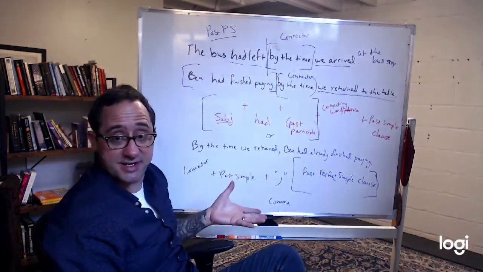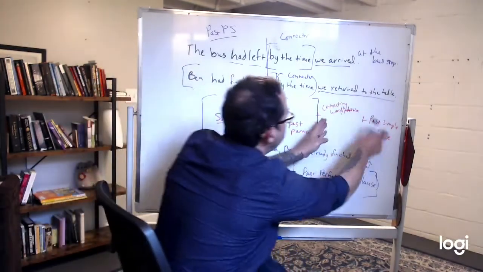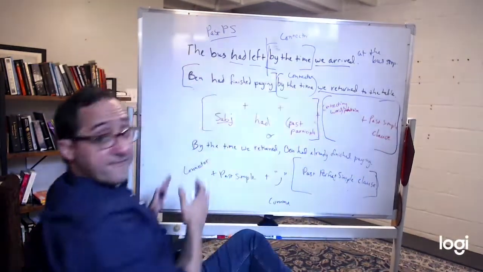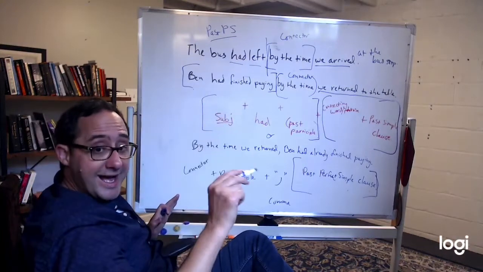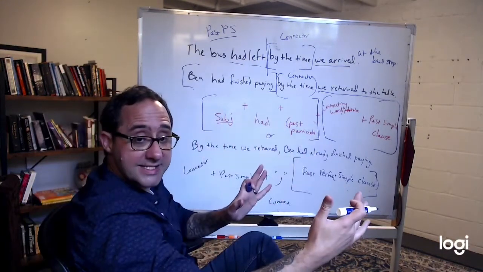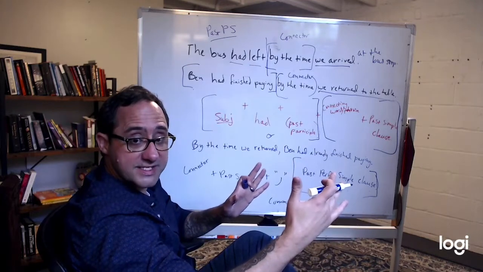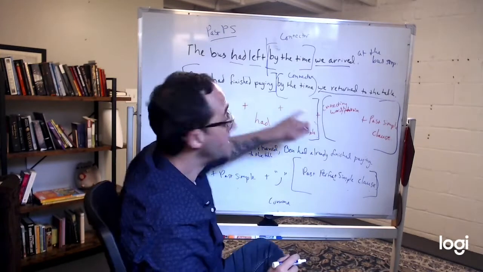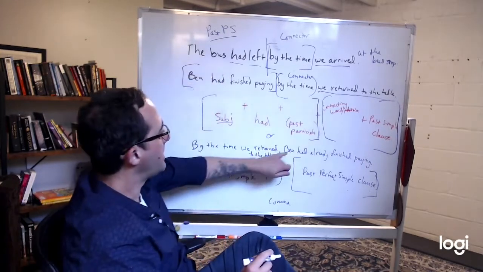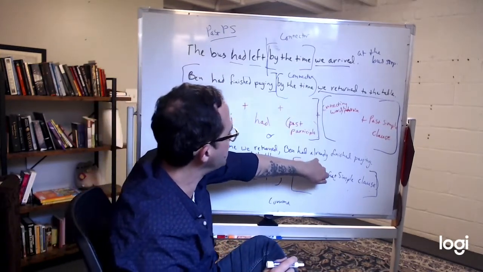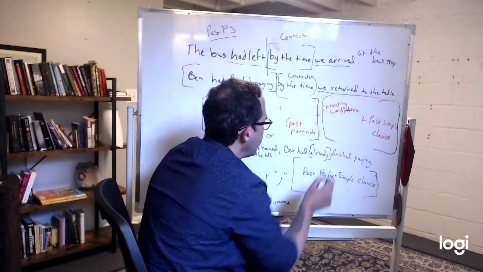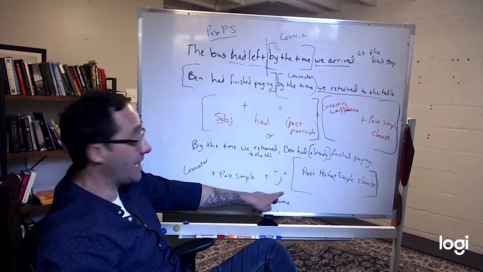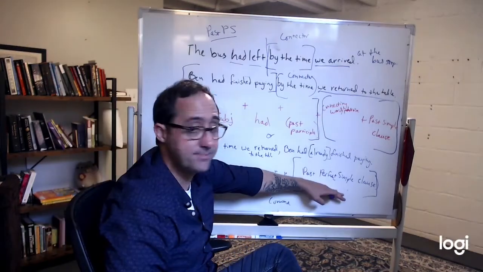You can also switch this. I'm going to switch the connector and the past simple clause to the front. And then I'm going to add a comma and put my past perfect simple. By the time we returned to the table, Ben had finished paying, or Ben had already finished paying. First is the past simple with the connector, a comma, and then the past perfect simple.